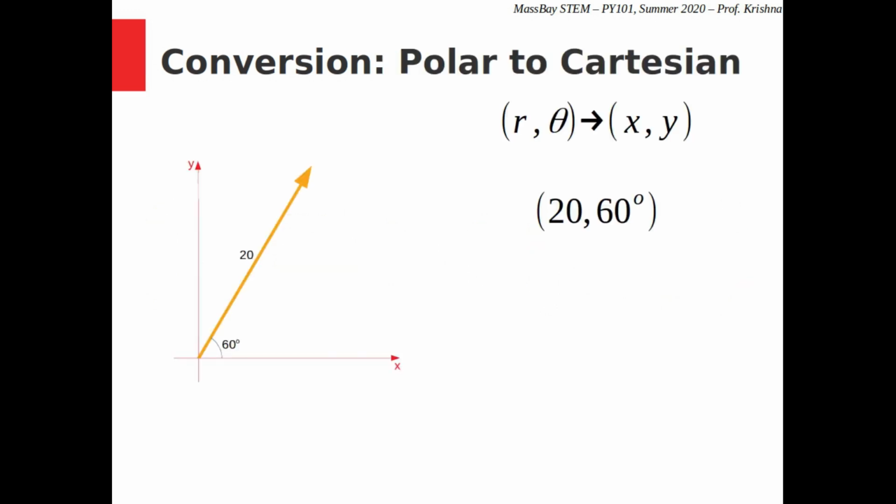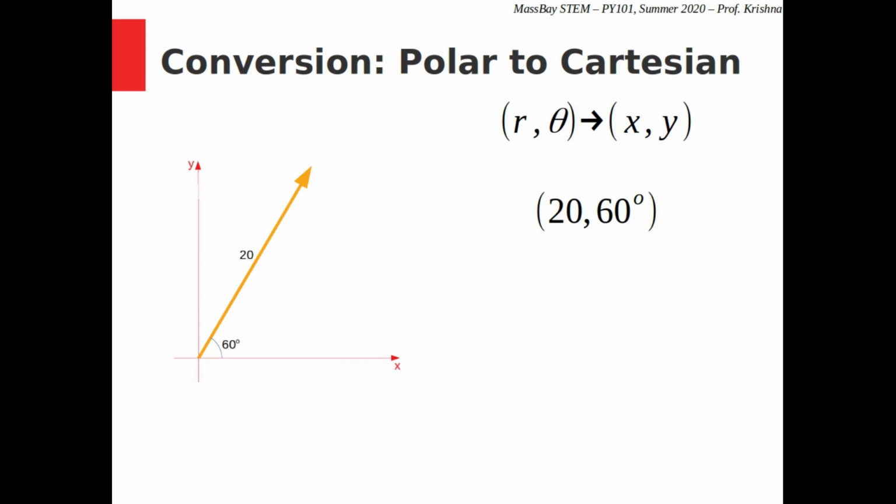Whenever you have to convert a vector, make sure you draw it first. This is important, and we'll see why in a minute. I will take off points on your homework if you don't. Suppose you had the vector 20 meters at 60 degrees in polar. How would you turn that into Cartesian?